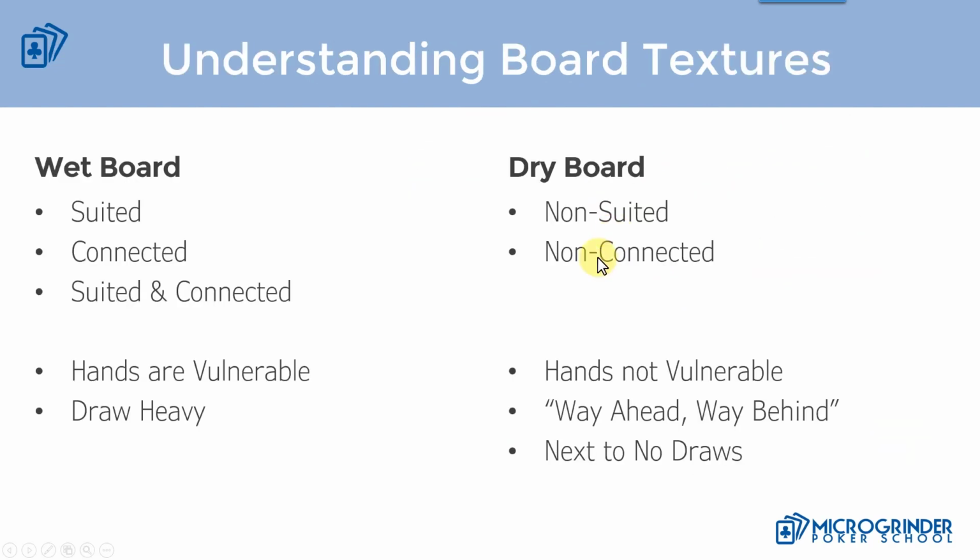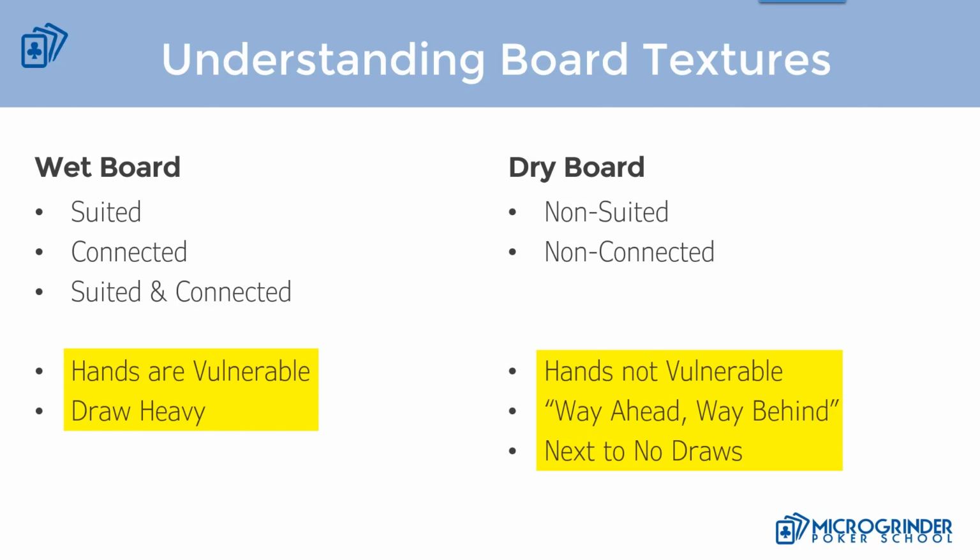And let's go back to the first slide. Wet boards are very vulnerable because they are draw-heavy boards, right? Our value hands are vulnerable to all these potential draws. But on the flip side, our hands aren't vulnerable on a dry board because there are next to no draws.